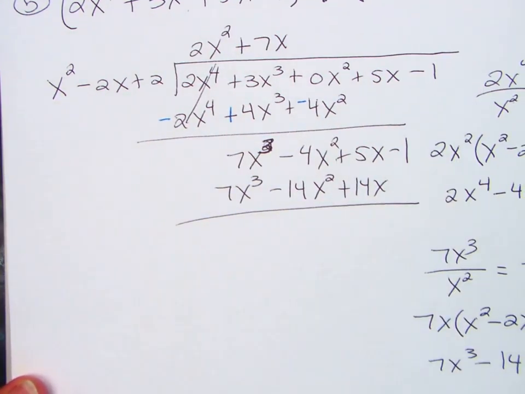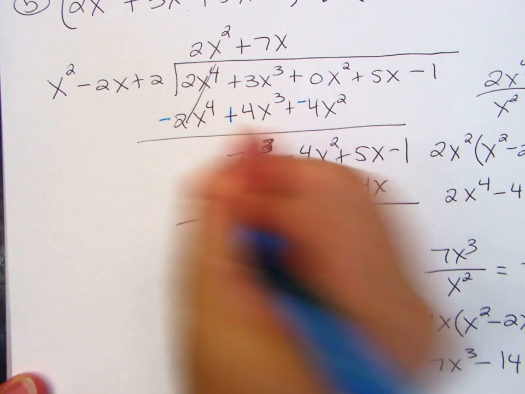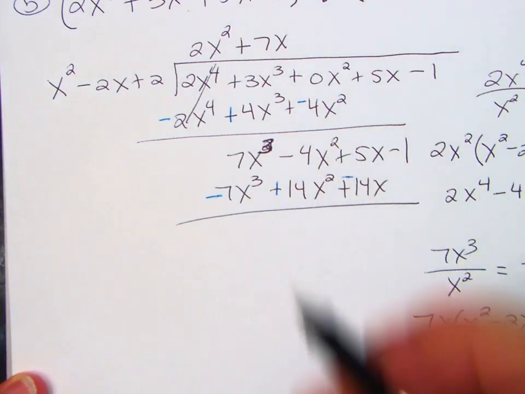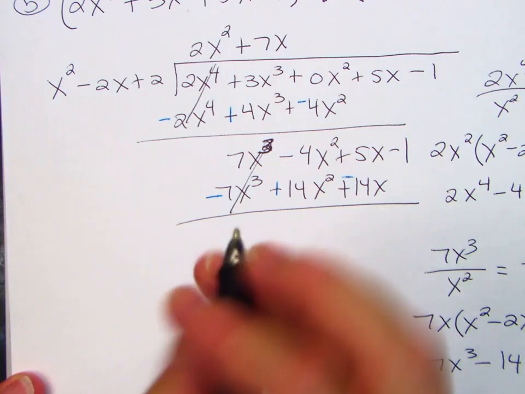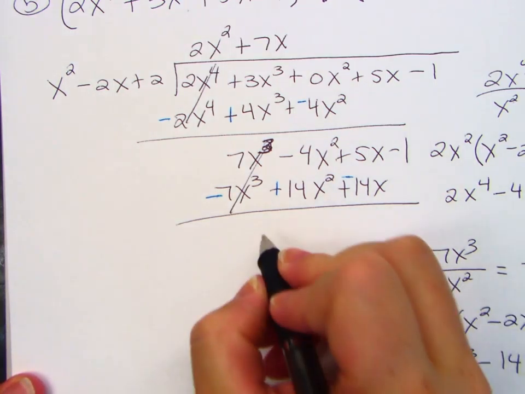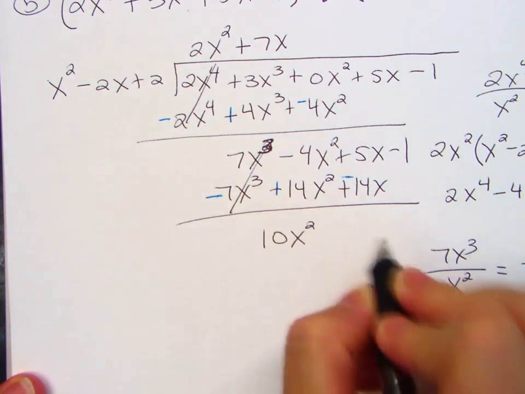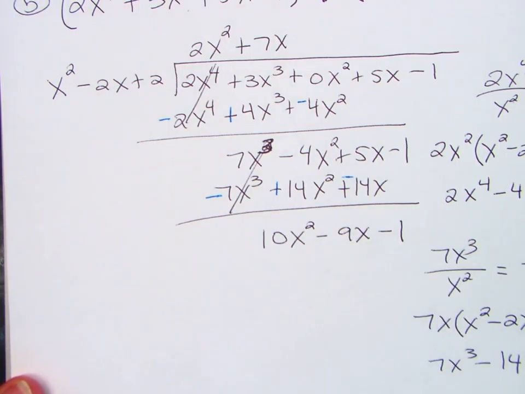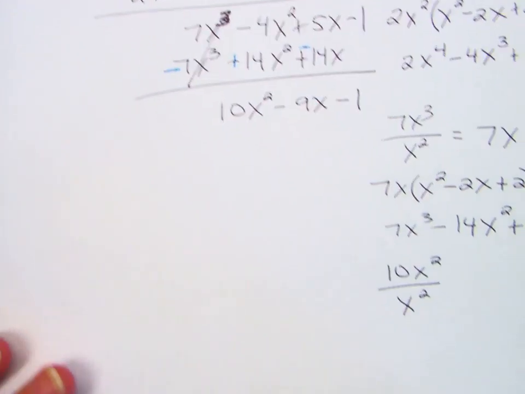We're subtracting, so we change the signs. Minus, this becomes a plus, and minus. The 7x cubes cancel. You get negative 4 and 14 is 10x squared minus 9x minus 1. All right, this is the last one we're going to do. 10x squared over x squared.